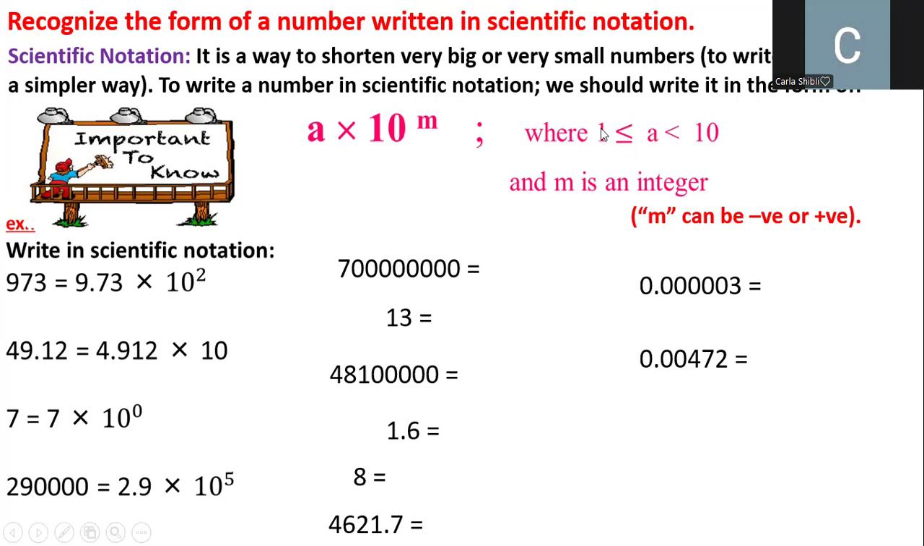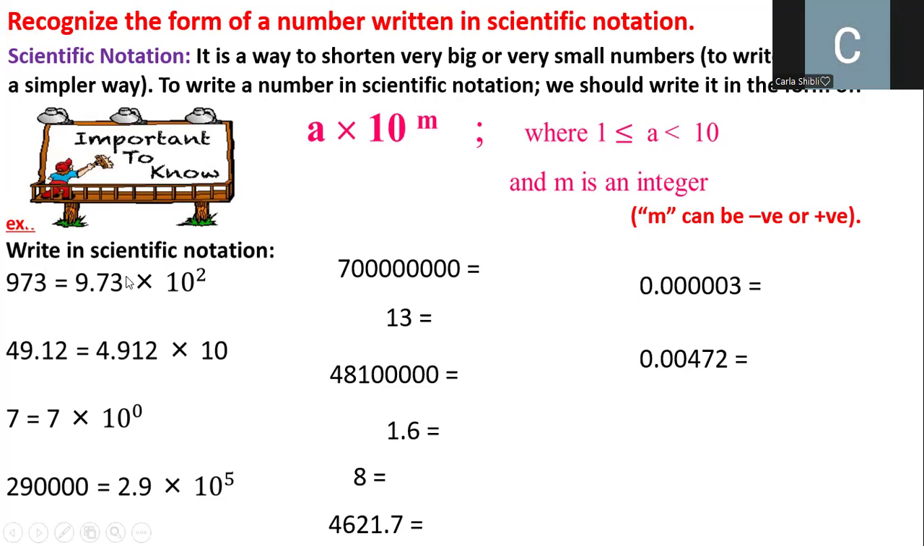A can be 1. So it can be 1, 1.1, 1.2, 1.38, 2, 3, 4, 5, 3.5, 3.6, 7.9, 9.8, but it cannot be 10. So this number cannot be 10. It should be a number between 1 and 10. And m here is an integer. What do I mean by integer? It can be a positive number or a negative number.